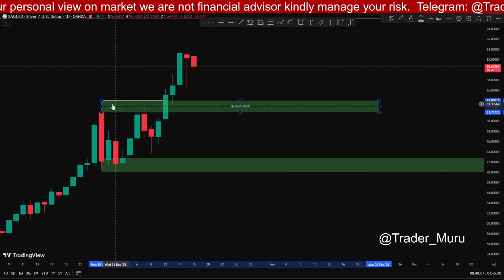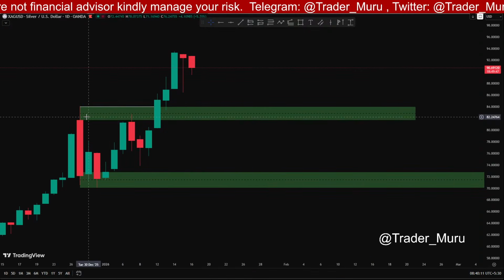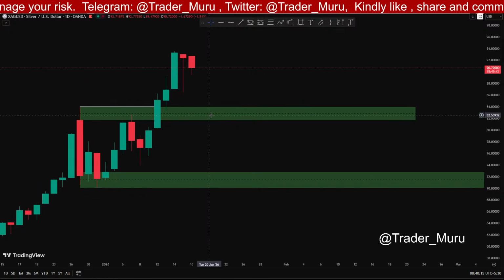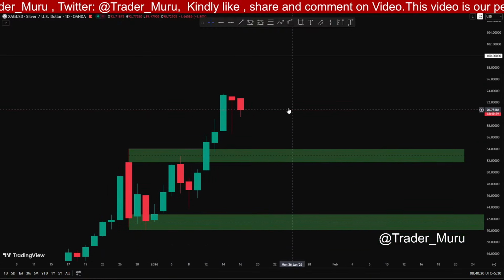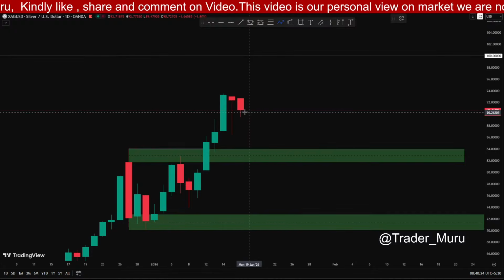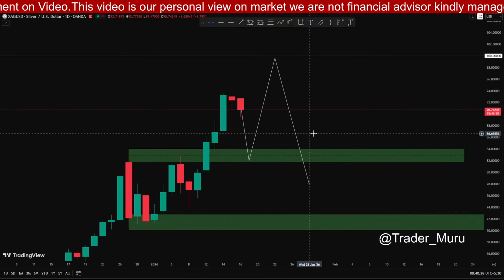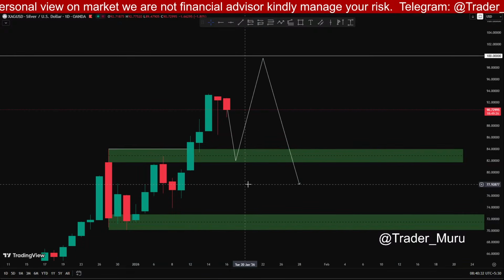Silver is completely similar to gold. The structure of both assets is very similar. They both need to test this area, structural area, to gain momentum towards the next psychological levels. After this test, price will fall. So we will be watching for these zones.